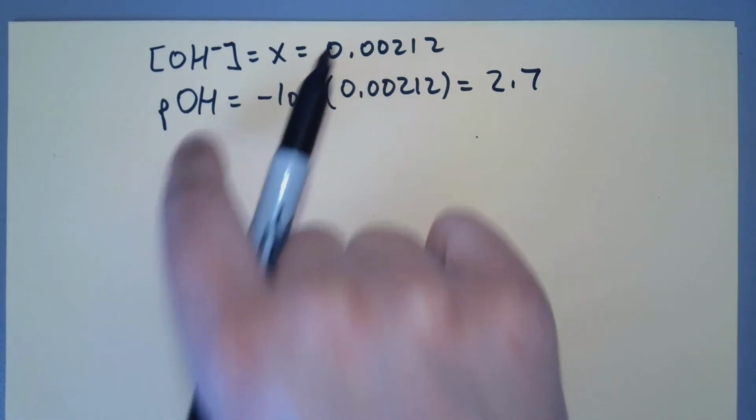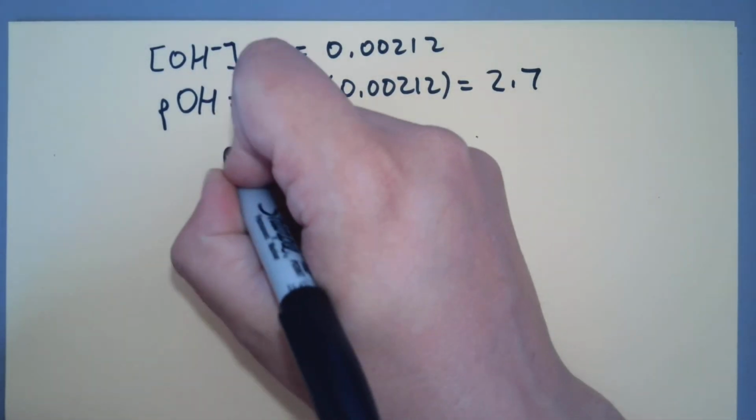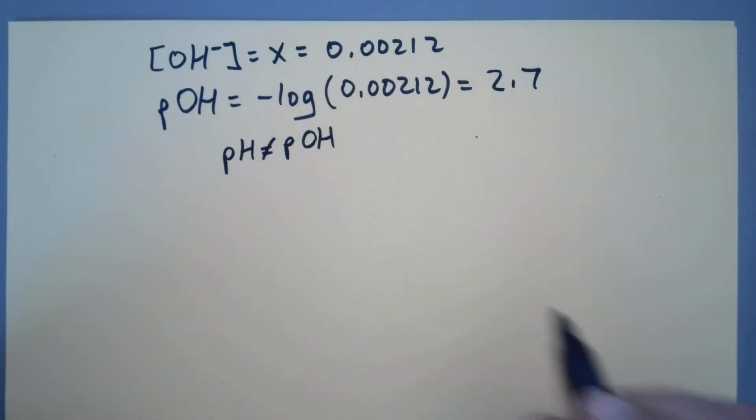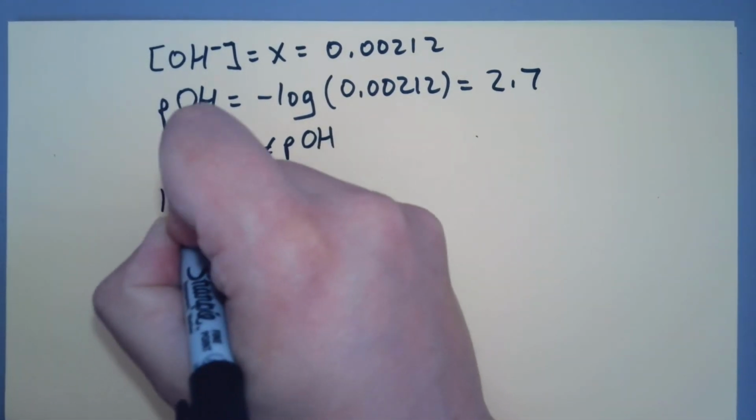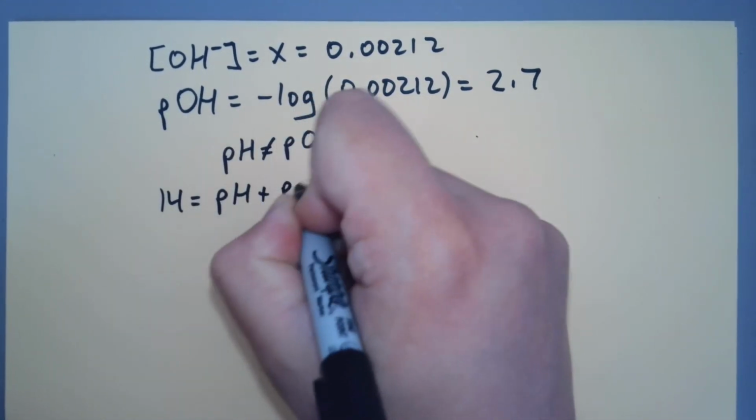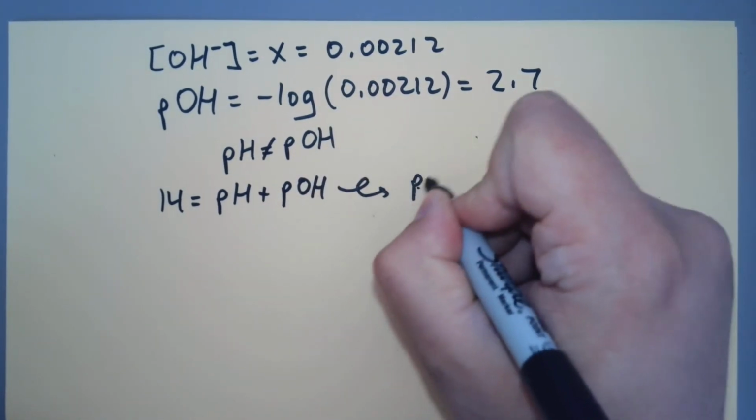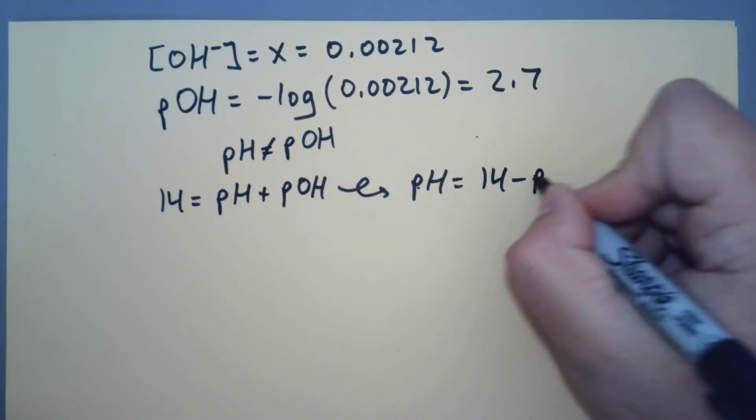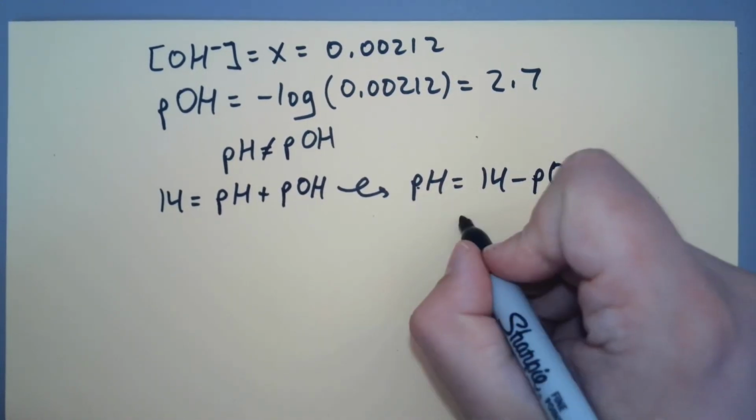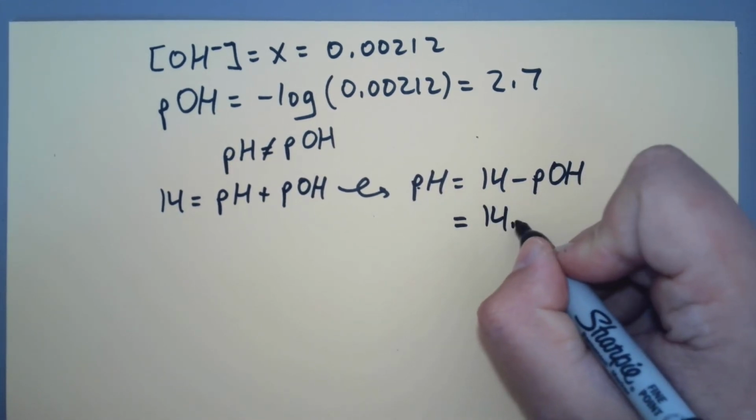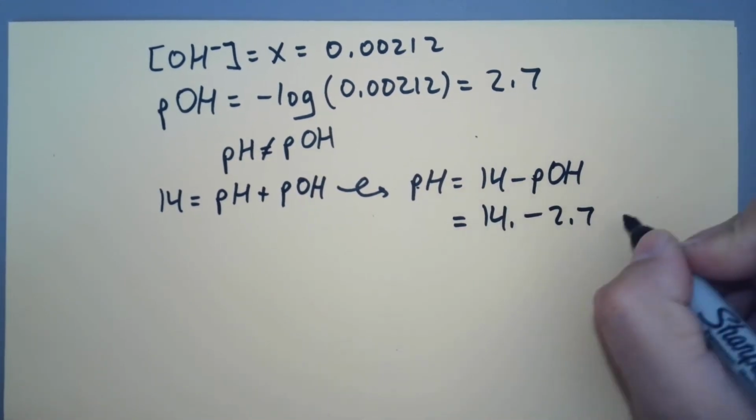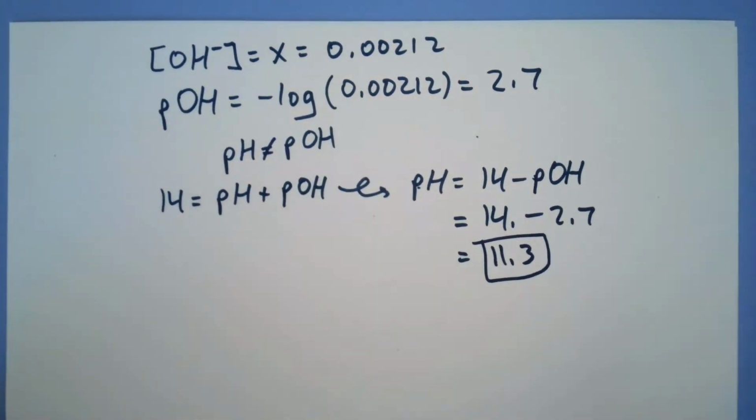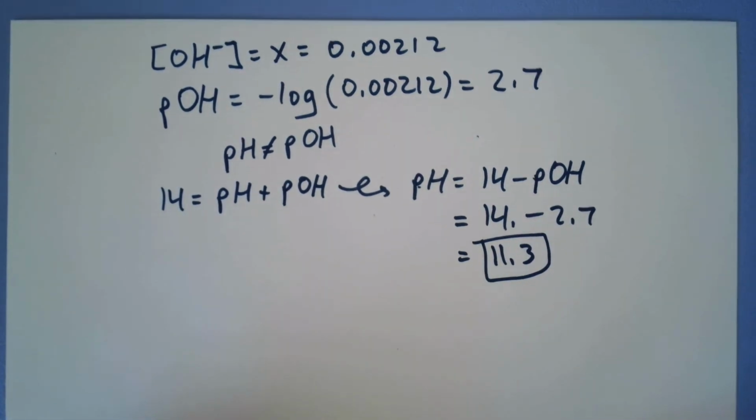We've got pOH. And just to be clear, those are not the same, right? So what can we say? Well, we can go, well, 14 equals pH plus pOH, which means that pH equals 14 minus pOH if I subtract pOH from both sides. Okay. And so 14 minus 2.7, I get 11.3. So the pH of this solution is 11.3.